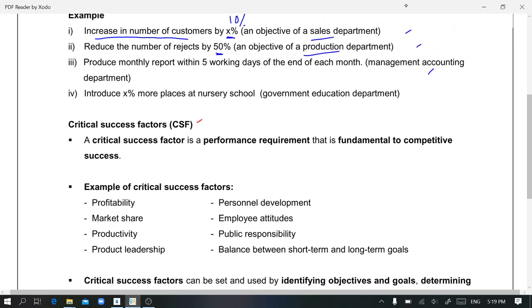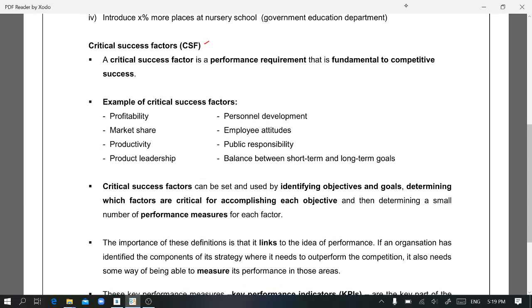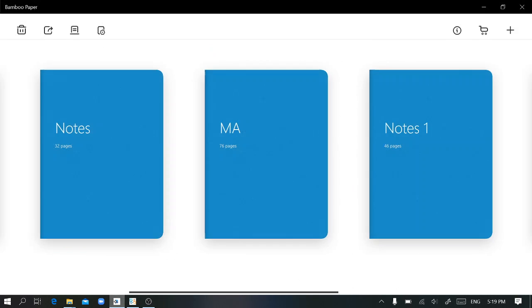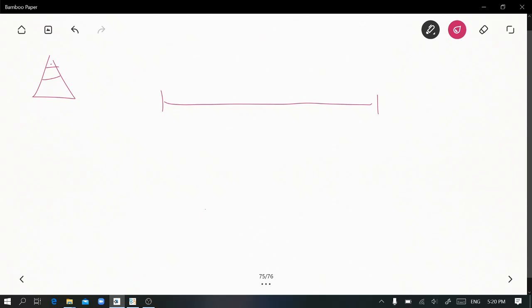Alright, and so the next one will be critical success factor. So for example, now top management, they will set the kind of mission. Vision is the main one. Okay, vision, then we have the vision. This is a long-term mission, long-term vision. So you want to be, let's say, top in the world.